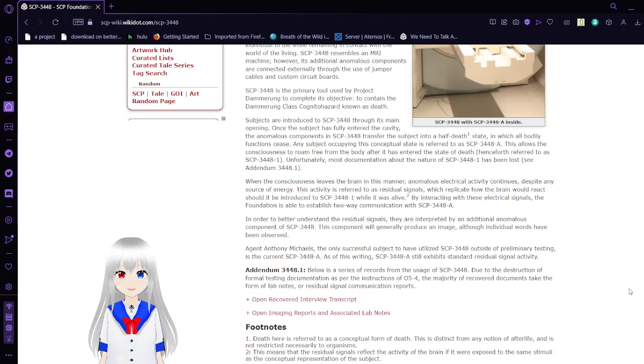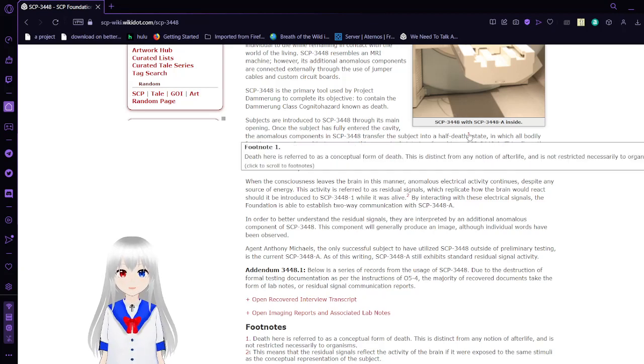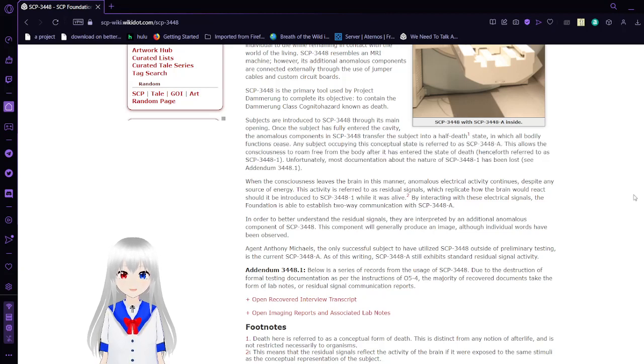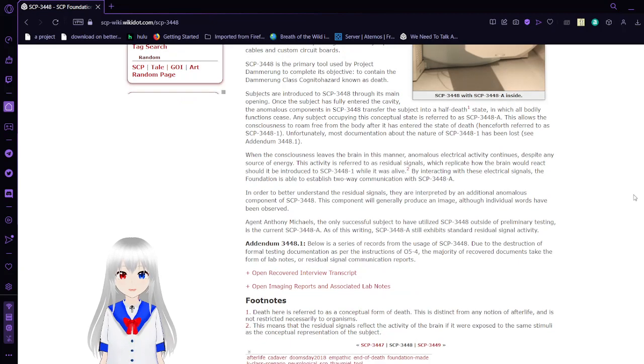Subjects are introduced to SCP-3448 through its main opening. Once the subject has fully entered the cavity, the anomalous components in SCP-3448 transfer the subject into a half-death state. Death here is referred to as a conceptual form of death. It's distinct from any notion of afterlife and is not restricted necessarily to organisms, in which all bodily functions cease. Any subject occupying this conceptual state is referred to as Bob henceforth, because I do not want to say that long a name.